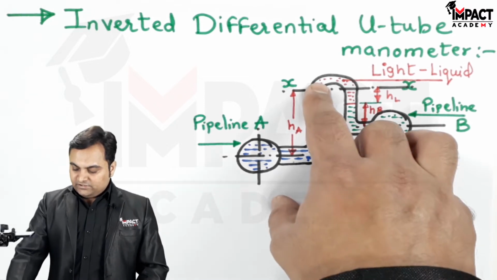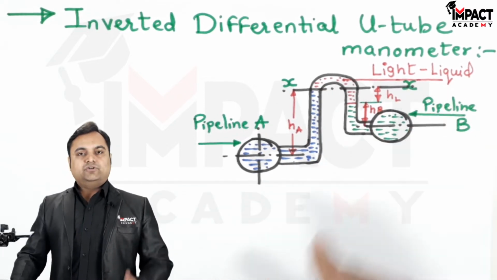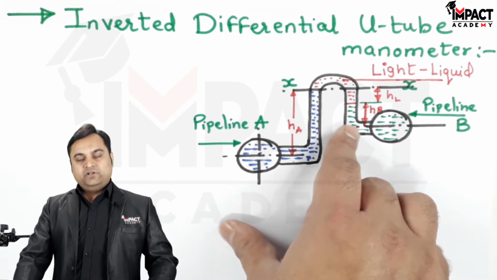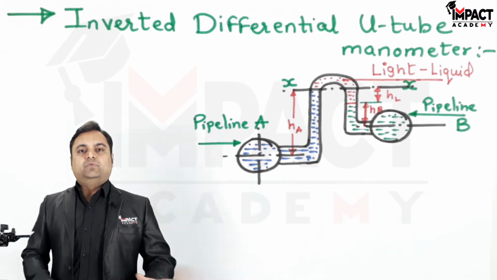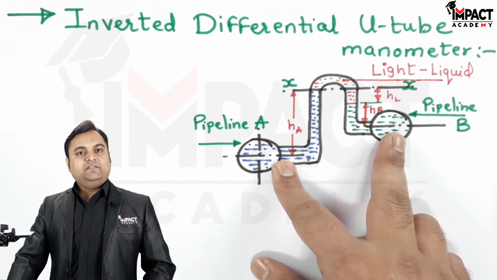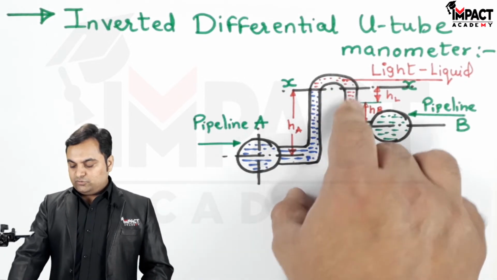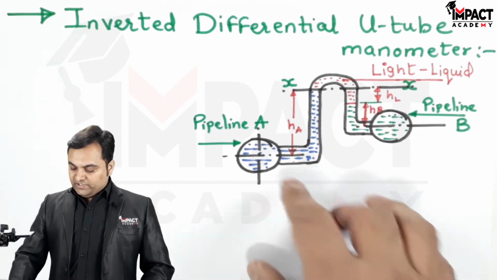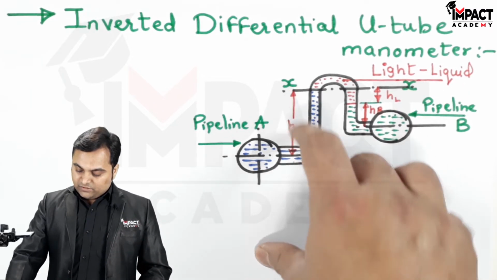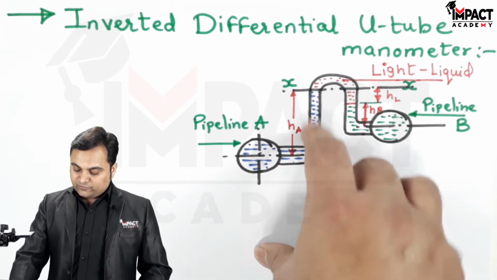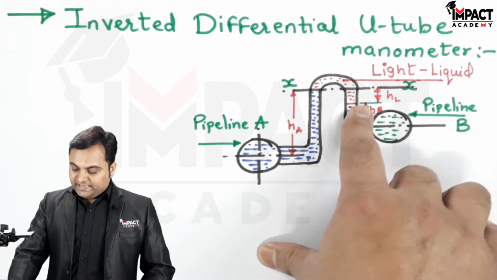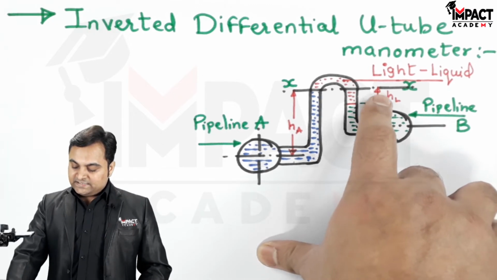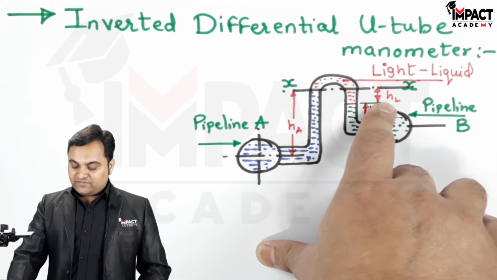In that, the liquid is called the light liquid, because the liquid should be such that it floats on the surfaces of the liquids in the pipeline. In other words, whatever liquids are there in the pipeline, the liquid used as the manometric fluid should be a light liquid. We can see there is HA, which is the height covered by the fluid in pipeline A. Similarly, HB is the height taken by the fluid in pipeline B. HL is the height of this light liquid, as we can see here.